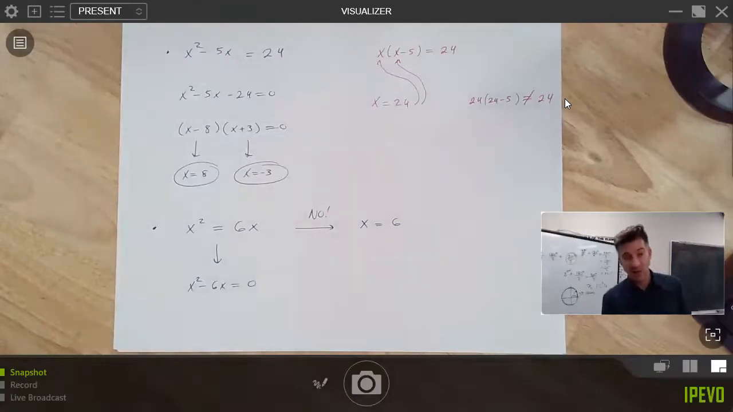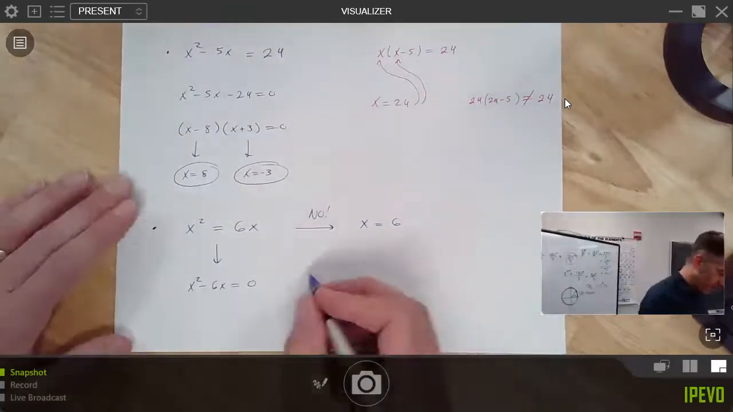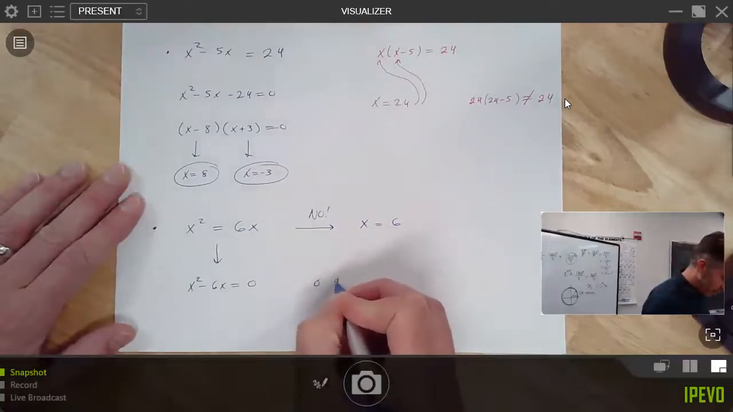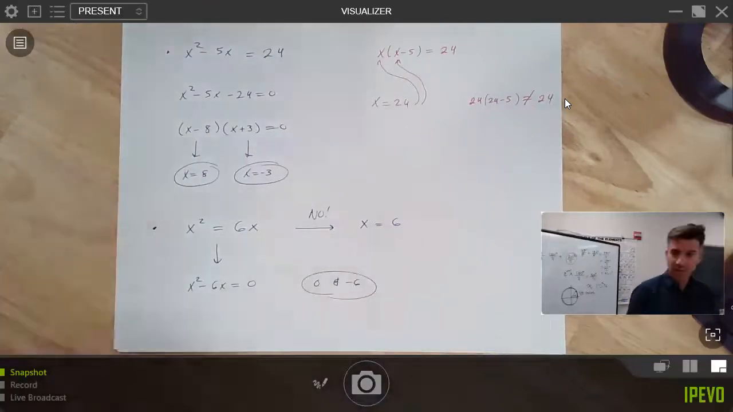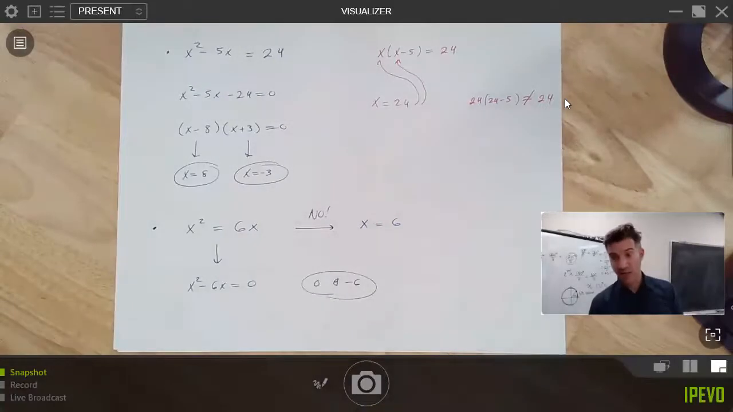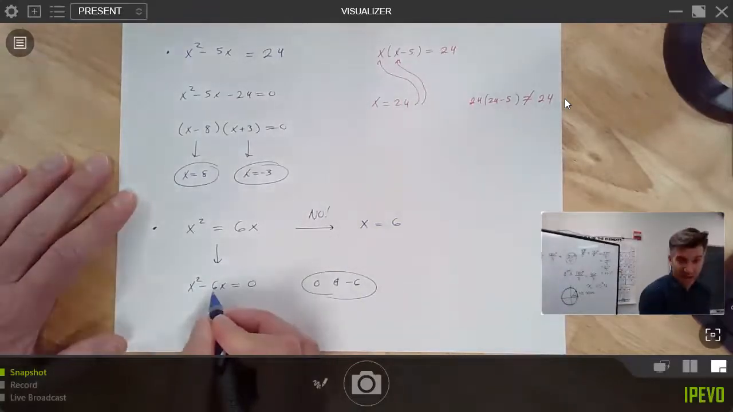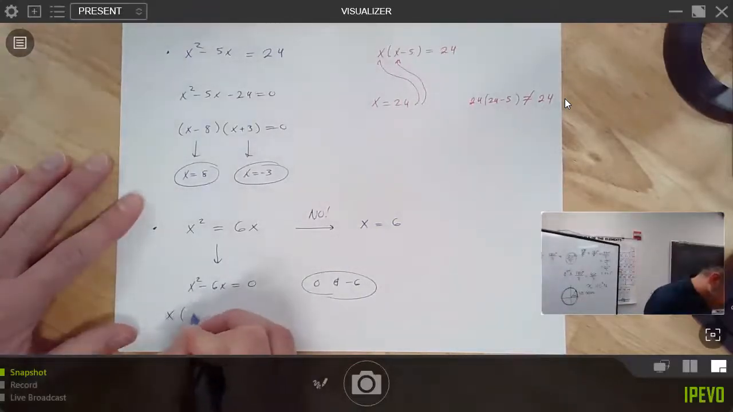I mean, I guess that actually is true. We do want to multiply to 0 and add to negative 6. Well, I can think of two numbers that do that. 0 and negative 6. Those numbers multiply to 0 and add to negative 6. I'm doing way too much work, right? The easy answer is just, hey, each of these have an x. Factor out an x.